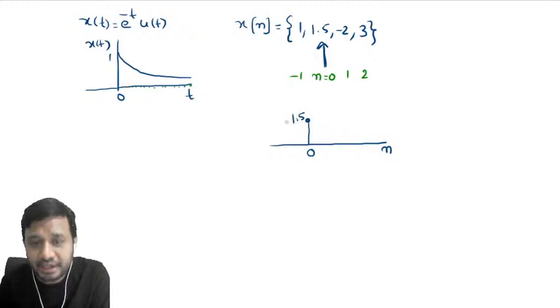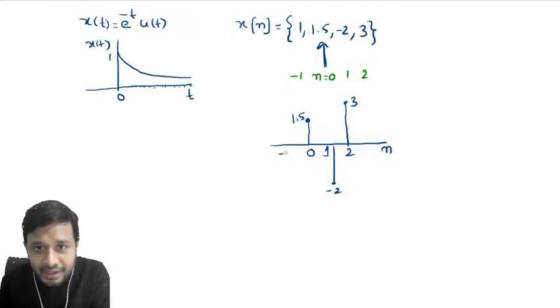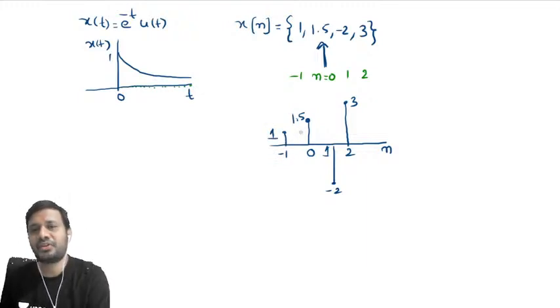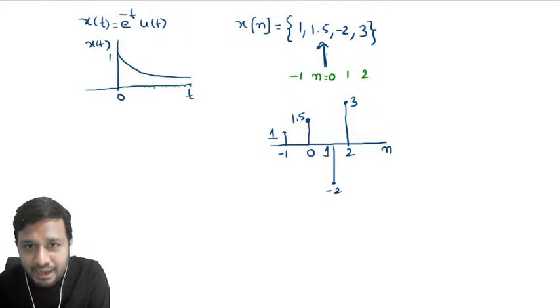Dependent variable can be continuous. What is the value at 1? It is minus 2. Give a sufficient amplitude of minus 2 in the downward direction. What is the value at 2? It is 3. Give a sufficient amplitude in the upward direction, 3. What is the value at minus 1? It is 1. So this is a representation of a discrete time signal. And remember, the arrow indicates the sample value at n is equal to 0, the reference point.